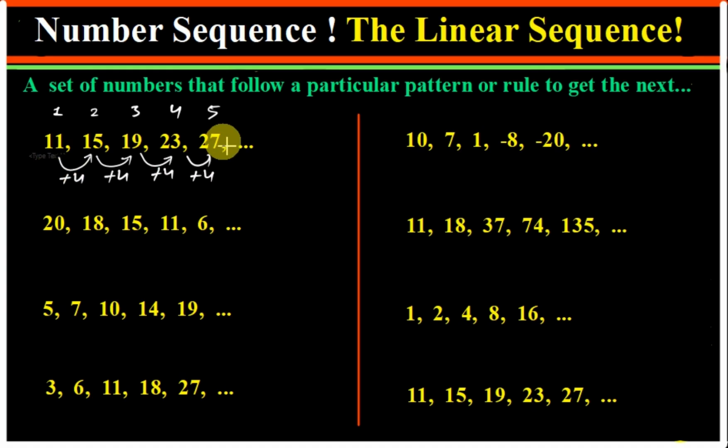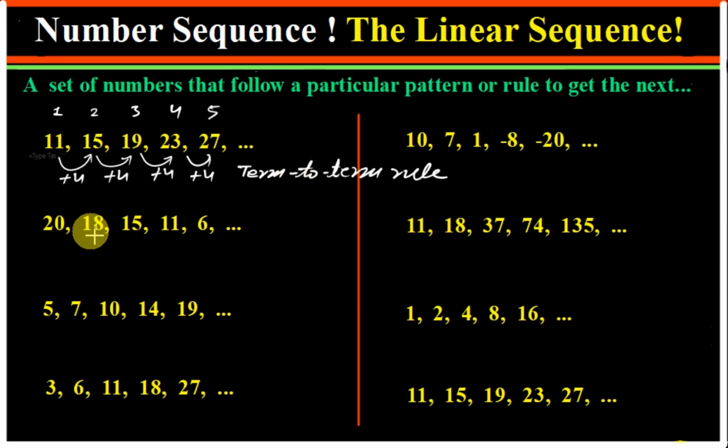And how we get the next number from the previous one is called the term to term rule. These are the basic things associated with a number sequence: the position of the term, the first term, and the term to term rule. Now see the next example here.